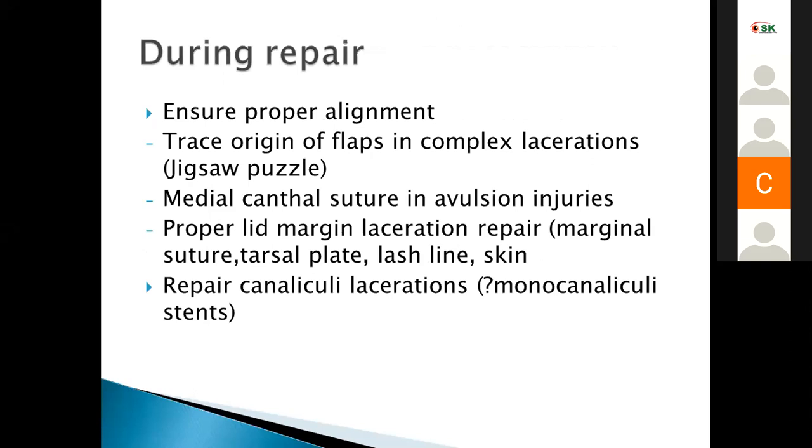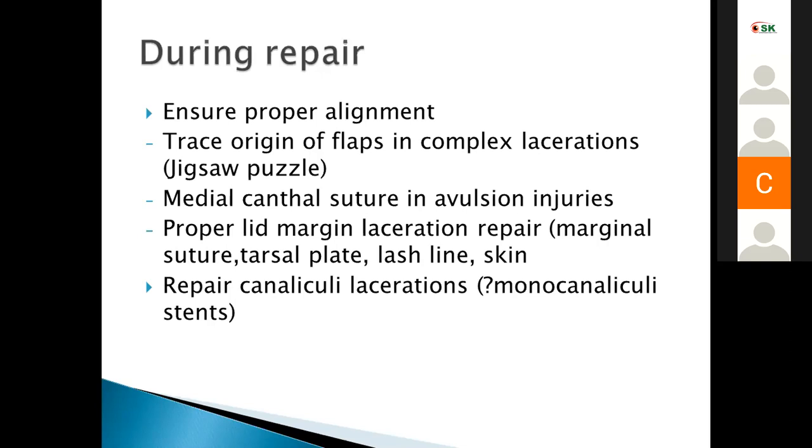If you see big or complex lacerations like the one I've already said, you need to take a lot of time to try to place all the flaps in their right position. Sometimes it ends up acting like a jigsaw puzzle to try and see where this small part came from. One point I don't think I've written here: make sure that you limit the debridement, cut as little as possible.